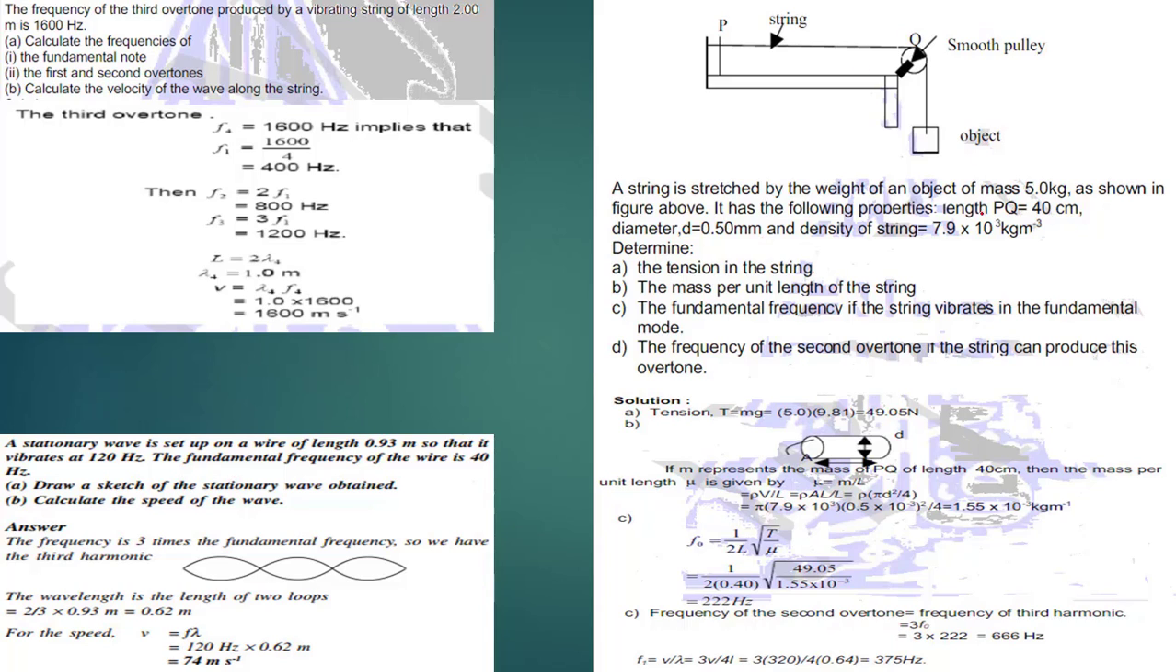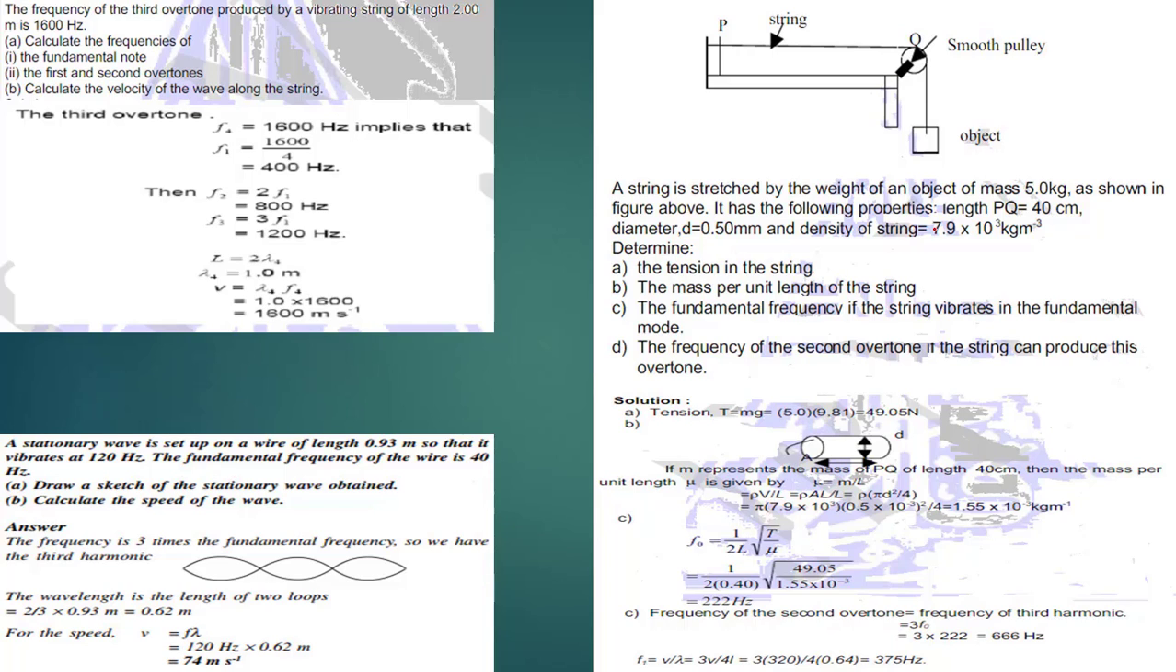Shown there, it has the following properties. PQ ni sawa na 40 cm, PQ, ambapo ndo interest yetu. We pluck this string. Hii string haina impact yoyote, ina impact ku transmit weight ya huku, ndo hiyo weight ya kwenye that string, but the length tunayotumia ni hapa kwa sababu we pluck this string and not this one. So the distance we are interested in PQ, ambao ni 40 cm au 0.4 meters.